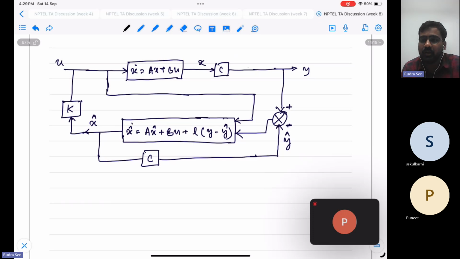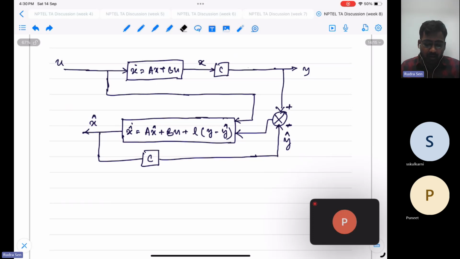If we know all the system states, then instead of x hat we have only x. So our priority is that the system observer should estimate the states as quickly as possible. Once the observer estimates the states quickly, we can design a feedback control law.